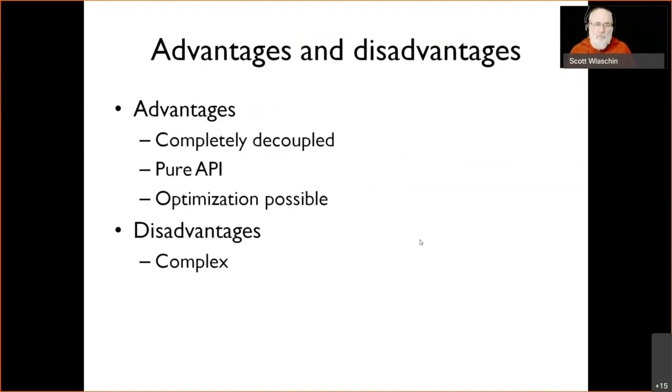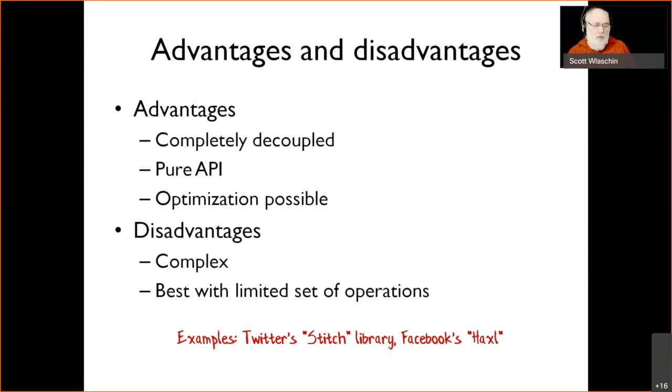Much more complex, of course, much more complex. So it's best if you have a limited set of operations. If you have hundreds of operations, it's going to be painful. Twitter and Facebook have libraries that do this for their own internal uses. They use exactly the same technique.